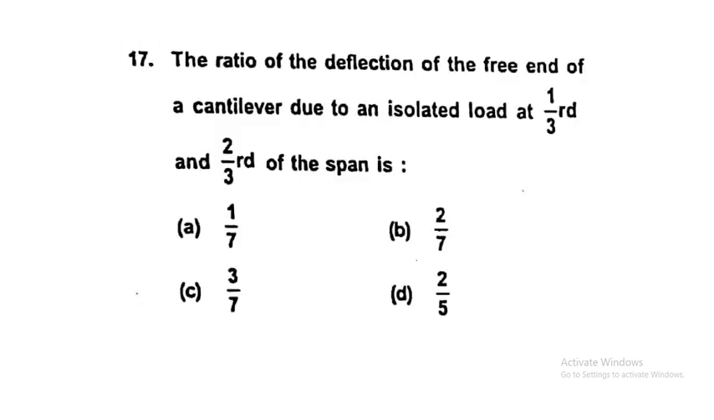Next question. The ratio of deflection of the free end of a beam. We have only a few questions, 4 to 5 questions. We will finish in this class only, don't worry. So the ratio of deflection of the free end of the cantilever due to an isolated load at 1/3 and 2/3 of the span. 1/3 and 2/3, they are telling.